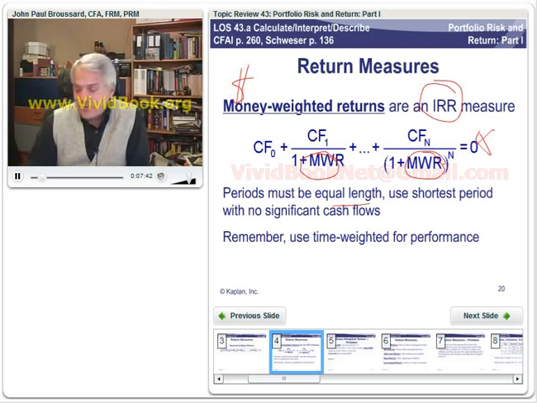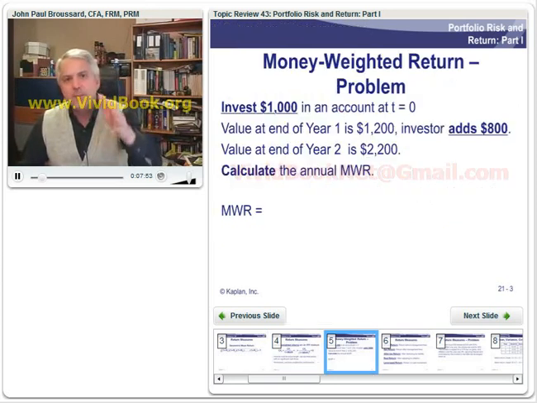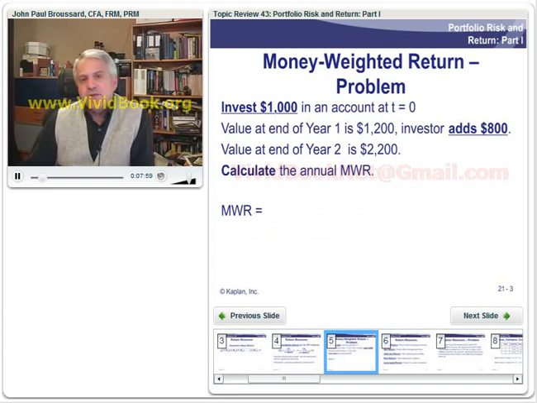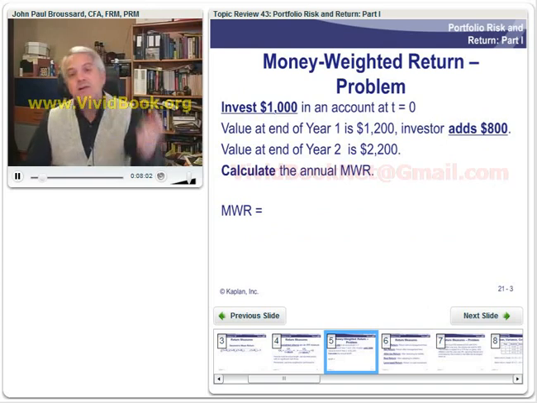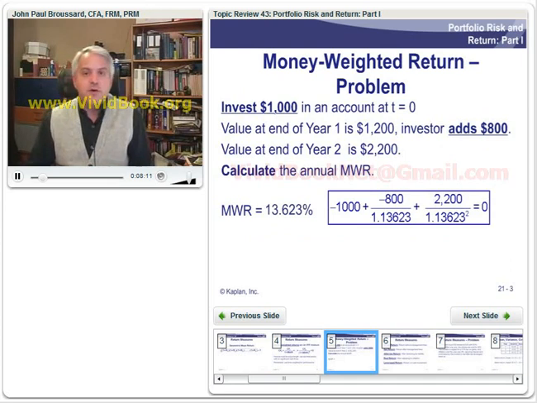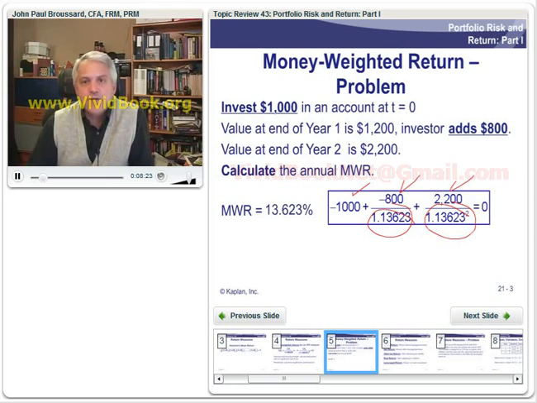These dollar-weighted returns are, quote unquote, internal rates of return, which is the same idea as how you would calculate the dollar-weighted or money rate of return. So, as an example, let's suppose you've got $1,000 at the beginning of the period. You invest in an account. At the end of the year, it's worth $1,200. You add another $800, and at the end of the next year, the portfolio is worth $2,200. How would you calculate that dollar-weighted return? Well, it's nothing other than trying to find the discount rate that sets the present value of each of the cash flows equal to 0. All right.